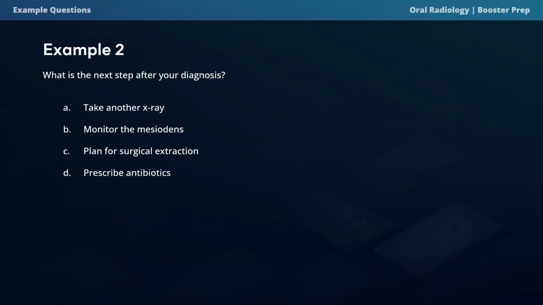Our second sample question asks, what is the next step after your diagnosis? All right, guys, take a second to pause the video and to answer the question. Okay, let's take a look. The correct answer here is C, plan for surgical extraction.